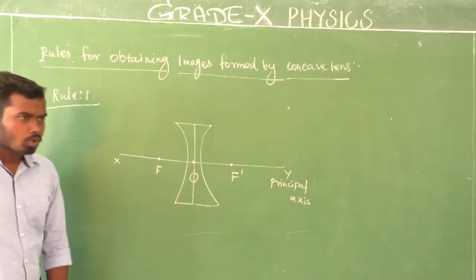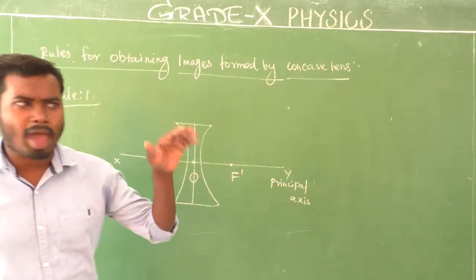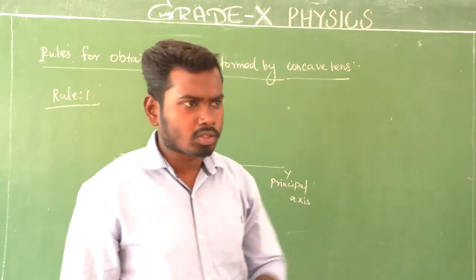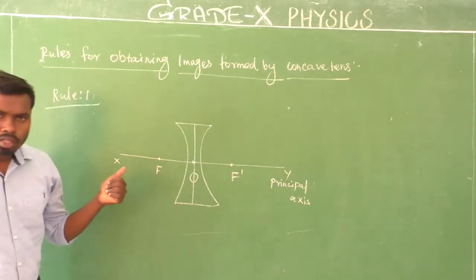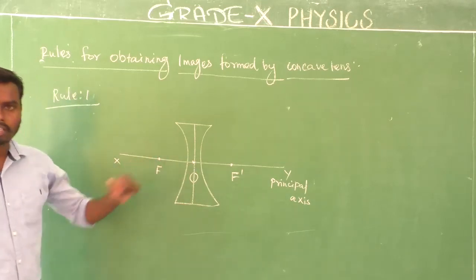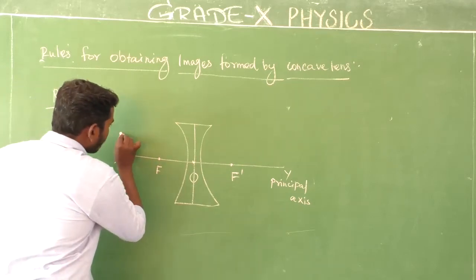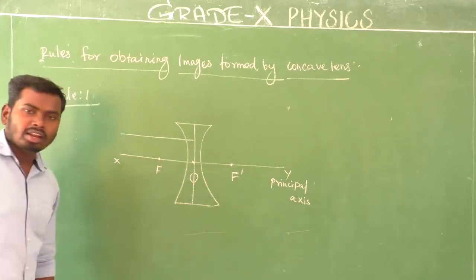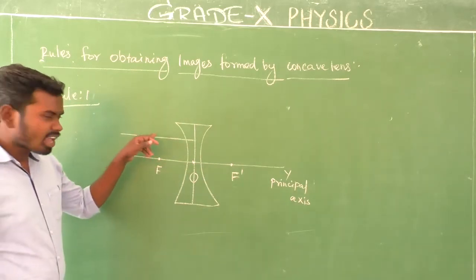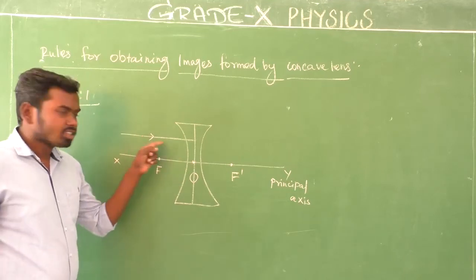Look at here. First rule. What is the first rule in convex lens? In a convex lens, if the ray of light is parallel to the principal axis, it passes through its focus on the other side. Alright, that is the first rule. Here also that rule is possible. So look at here, consider a ray of light which is parallel to the principal axis. So this is the principal axis, this is the ray of light.